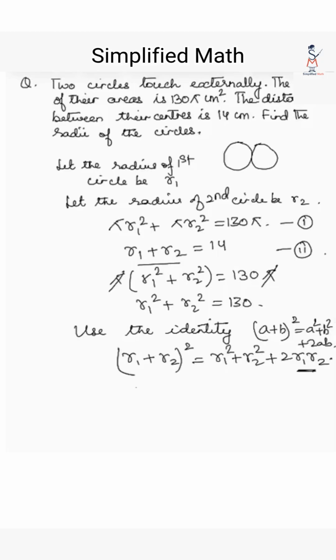So R1 plus R2, 14 square, is R1 square plus R2 square, that is 130, plus 2R1 R2. What is 14 square? It is 196, right? So 196 minus 130 is 2R1 R2.